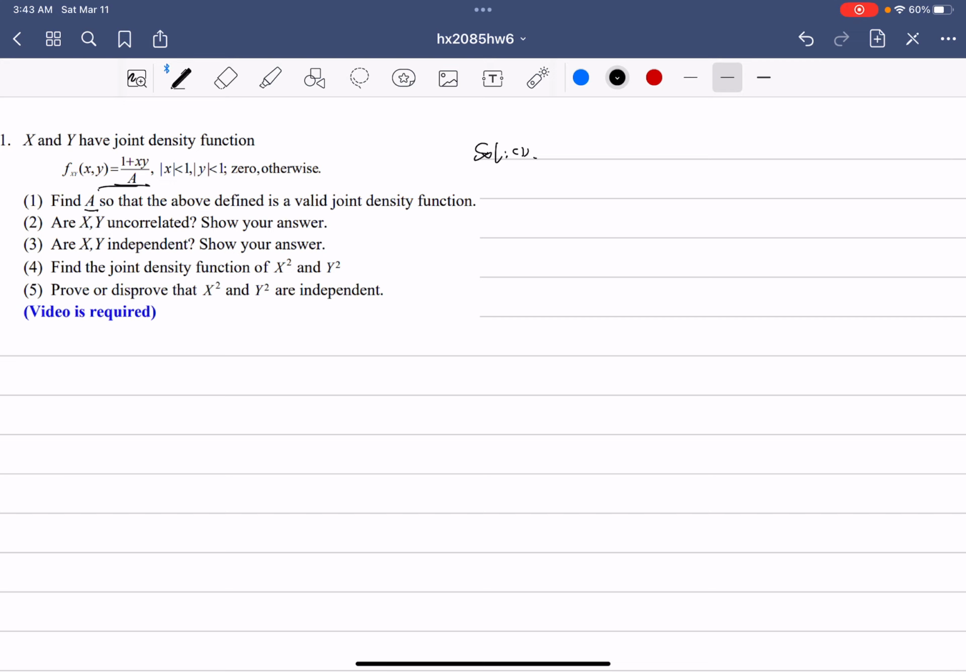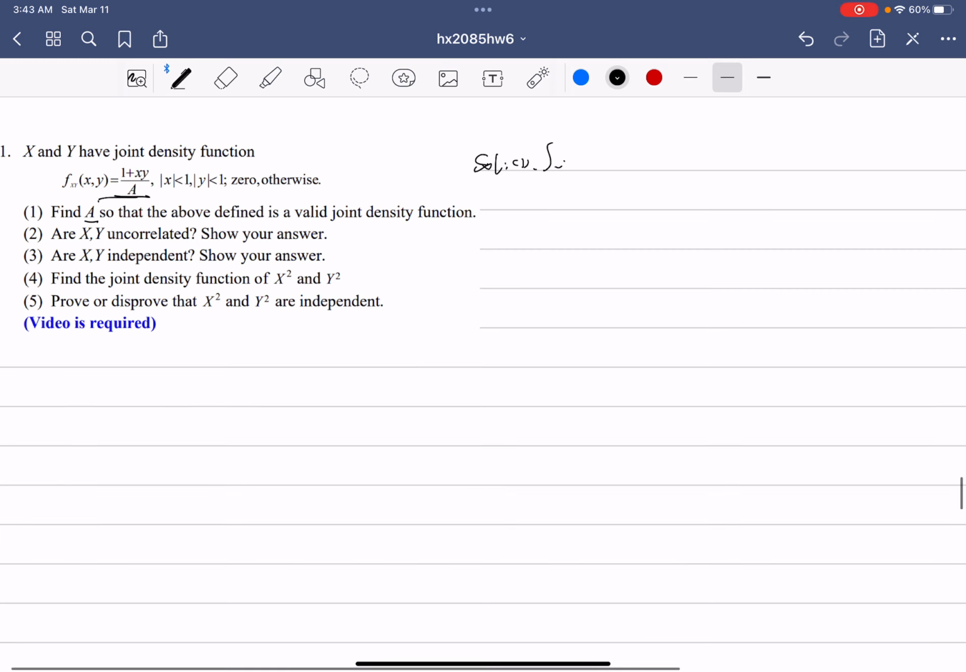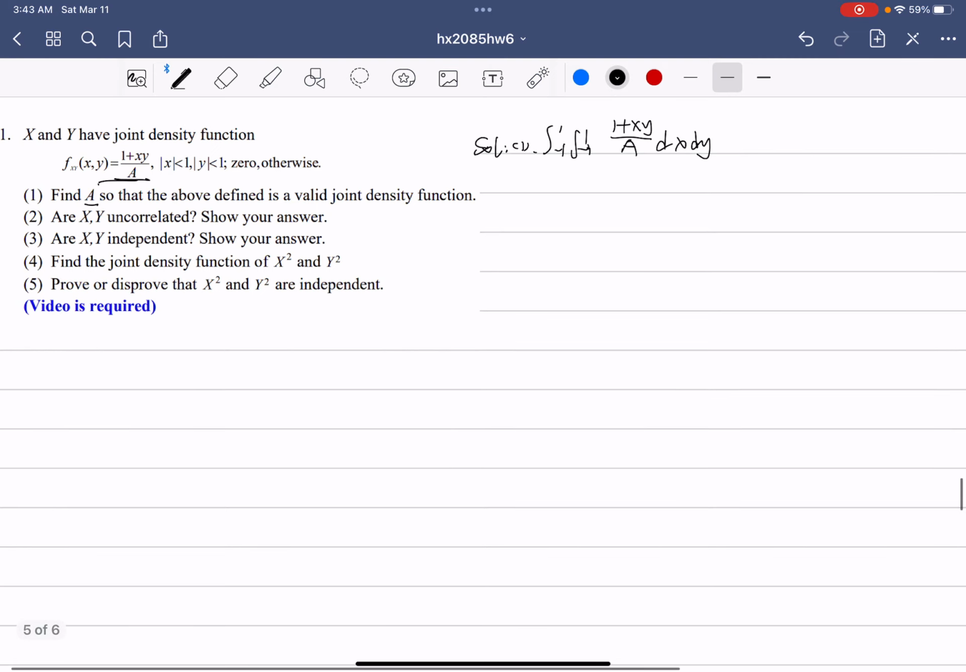To make sure the function is a valid joint density function, we integrate over the range from -1 to 1, dx dy, and let it equal 1. It equals 4 over a, and we make it equal to 1. Now we get a equals 4.